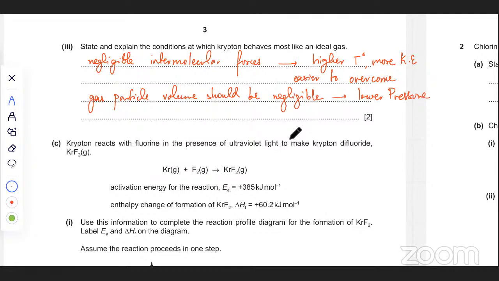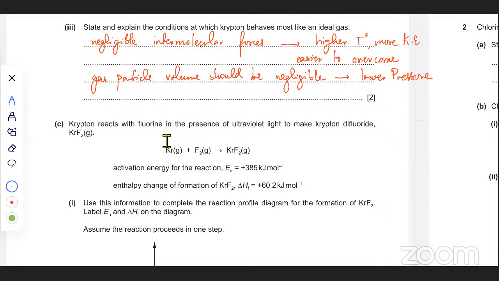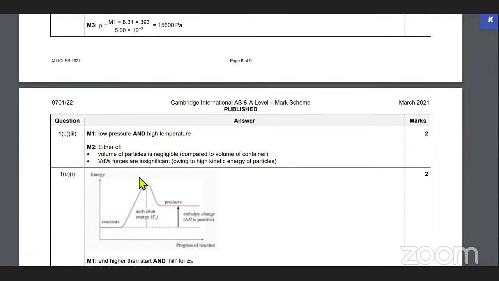Then you've got part C, and we can also check. It's a 2-mark question, so it's always better to actually check what they're looking for. Low pressure and high temperature got you 1 mark, and the second mark was that the volume of the particles is negligible, which is what we wrote, and owing to high kinetic energy, the attractive forces are insignificant, or easier to overcome. We did write that as well.